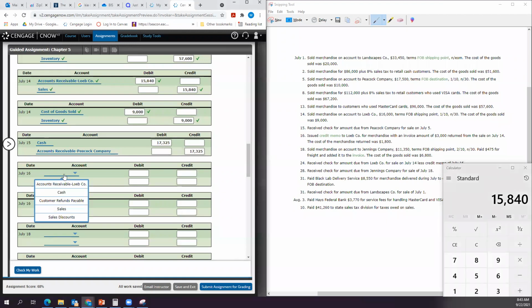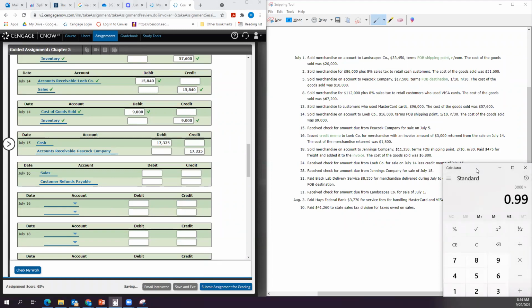Okay. So, first, I'll start with the accounts, and we are going to take this off of our sales, so it's no longer revenue, and then we're going to do customer refunds payable. Then we're going to look at the amount, so it was $3,000, right, was the amount of the return, and when we sold it to them, there was a 1% discount. So the amount we're going to refund is 3,000 times 0.99, or $3,000 less a 1% discount of 2,970. This is a little confusing, and it's easier to make a mistake sometimes. So if you do, don't get too upset. That's why we have checks.